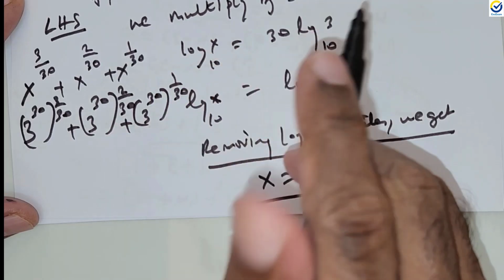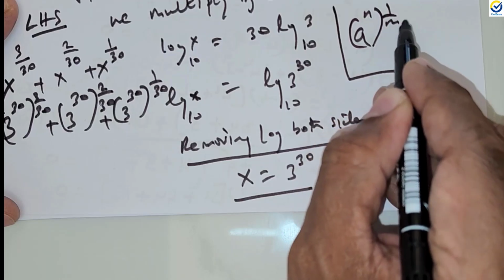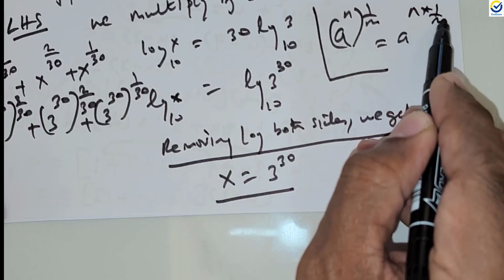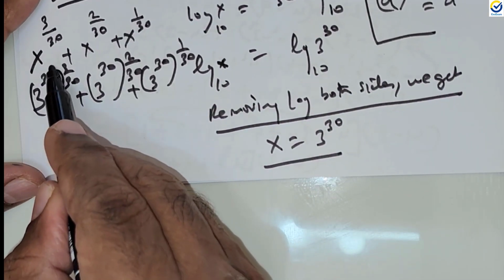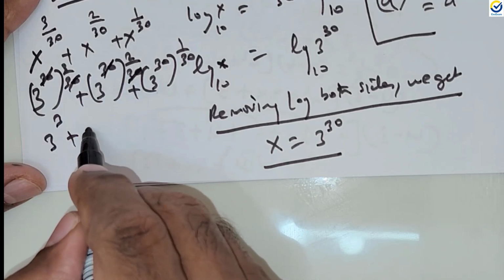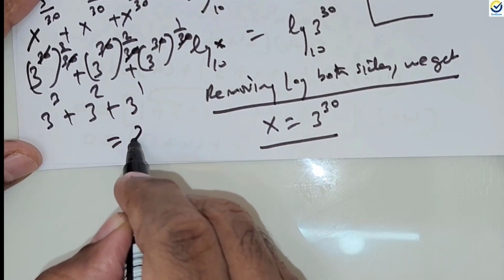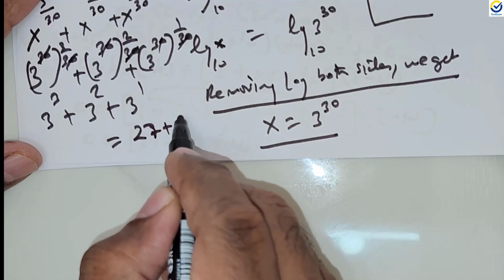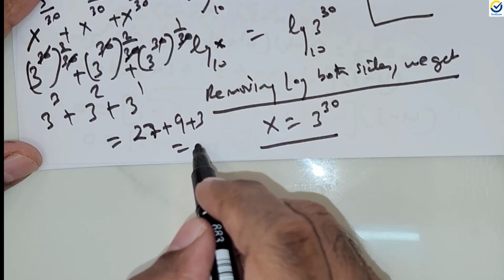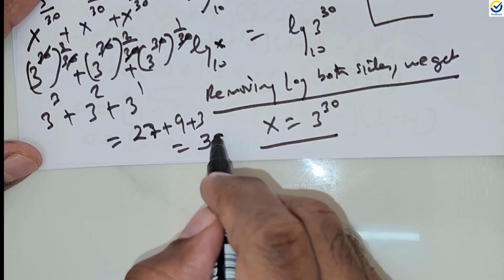Now I already gave you this law of indices formula. Now if you have a raised to the power of n, this is raised to the power of 1 over m, then you can rewrite this as a raised to the power of n times 1 over m. So if I were to do that, then this 30 and 30 goes off, giving me 3 raised to the power of 3. This 30 and 30 goes off, 3 raised to the power of 2. This 30 and 30 goes off, 3 raised to the power of 1. 3 raised to the power of 3 is 27. 3 squared is 9, and 3. So if you add all of this, you get 39. Right. This is what you get.